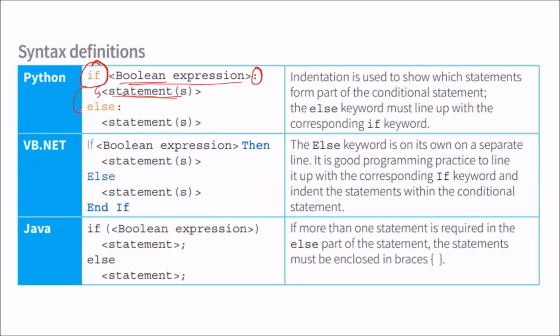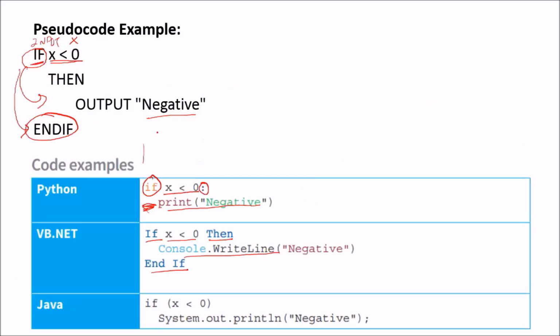If your condition is false, it's going to go to else. You have to give a colon for the else keyword. If this is false, it's going to come to else. If this is true, it is going to come over here, and according to the indentation, it's going to give the statements.